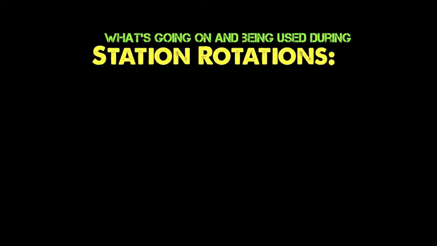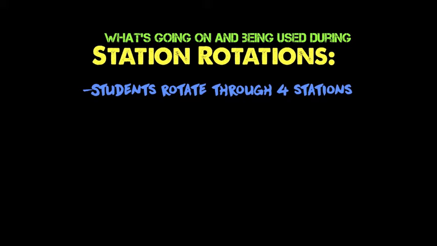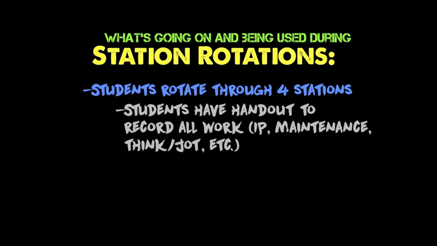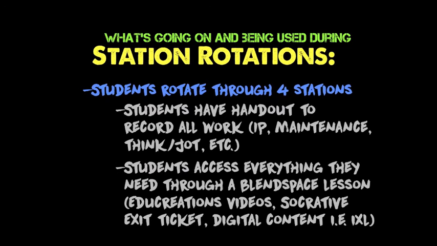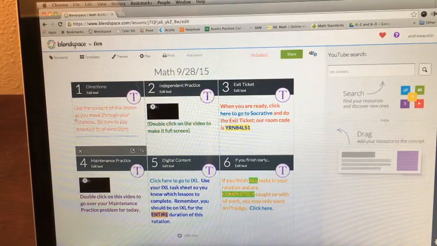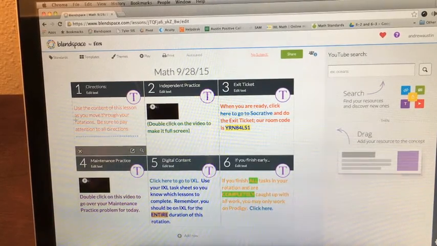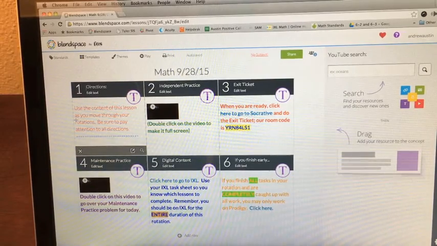When we move to station rotations, the students rotate through 4 stations that are 20 minutes each. They have their handout for independent practice, maintenance, reflection, think and jot that they'll take with them to each rotation, and they'll turn it in at the end of class. They'll access all the digital content through the daily BlendSpace lesson, which I always name math, and I only change the date each day. That makes it easy for them to find. There I can embed videos and put links to websites, articles, assignments, and Google Forms. You can even create assessments within the lesson. Once you get that set up, it doesn't take very long to update it each day. It probably takes me about 5 to 10 minutes or less.